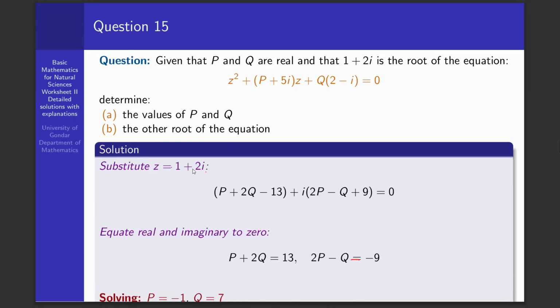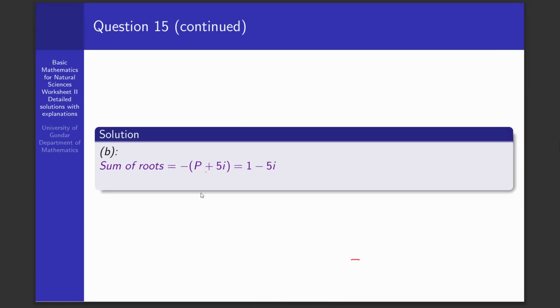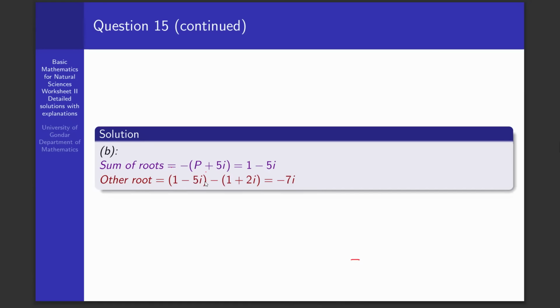That is because p in this case is -1, so if you substitute -1 for p here, -1 plus 5i, when we distribute the negative there, minus of -1 becomes +1 and positive 5i becomes negative. Therefore, the other root could be 1 minus 5i minus the known root z, that is 1 plus 2i, which is equal to -7i. That is 1 minus 1 is 0, minus 5i minus 2i is equal to -7i. Therefore, that is the other root of the equation.